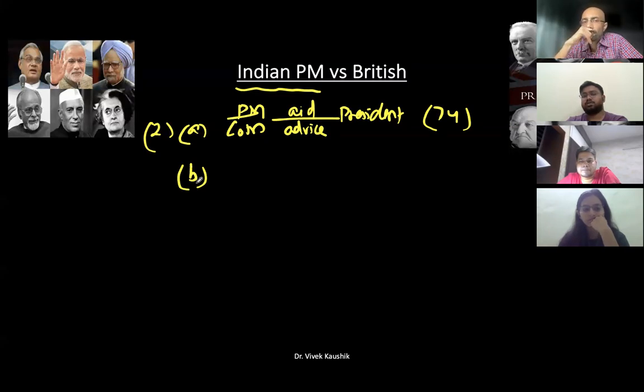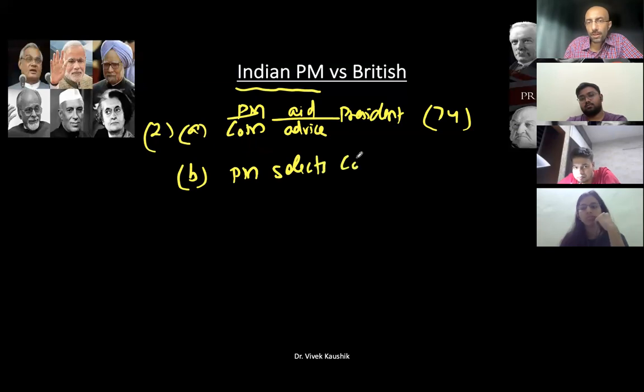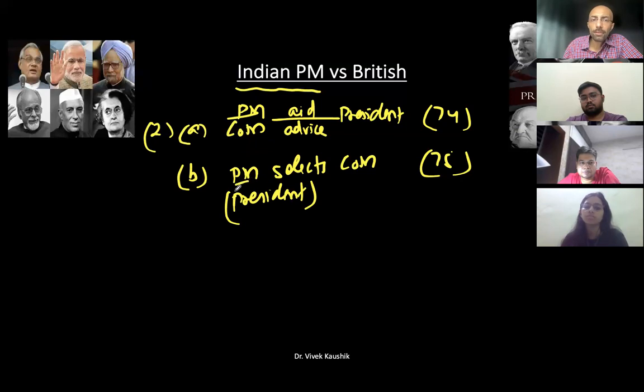Then second. Sir, recommends the formation of the Council of Ministers. Correct. Very good. So the second power is that the Prime Minister selects his Council of Ministers, and this is Article 75. So the President appoints the ministers only on the advice of the Prime Minister. This is the second function, we can say second power.